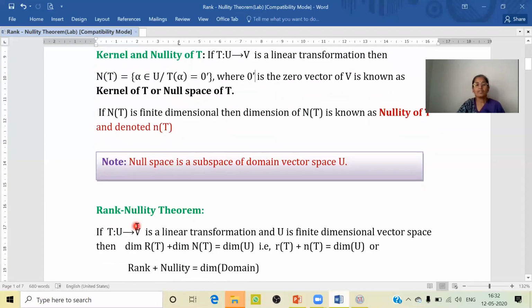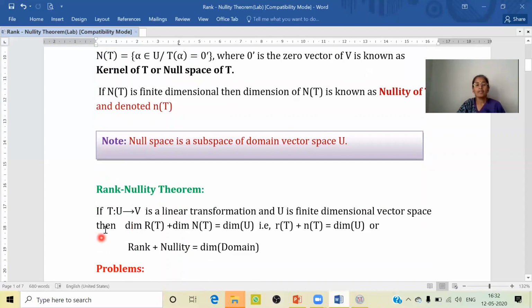Now let us state what is rank nullity theorem. If T from U to V is a linear transformation and U, the domain, is a finite dimensional vector space, then dimension of R of T plus dimension of N of T is equal to dimension of U. That is nothing but rank plus nullity is equal to dimension of the domain space U.